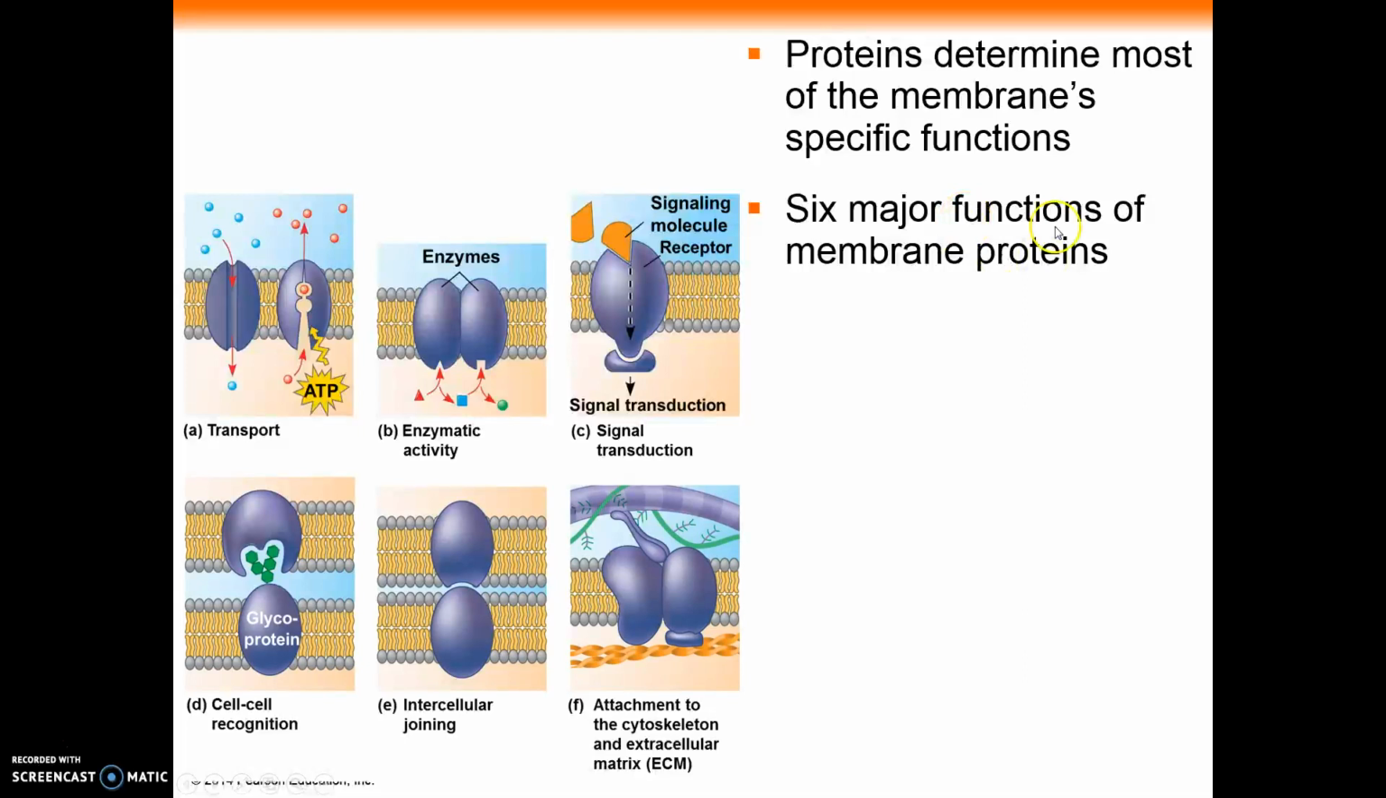And there are 6 major functions of membrane proteins. One is transport, so to specifically allow things through that wouldn't otherwise be able to go through. It could be an enzymatic protein, so it changes one thing into another, carries out a reaction.